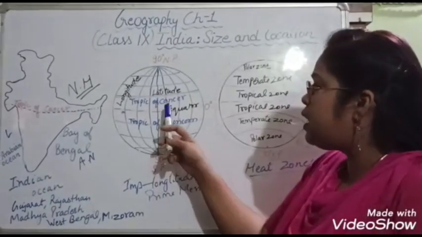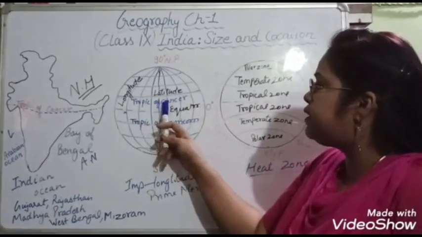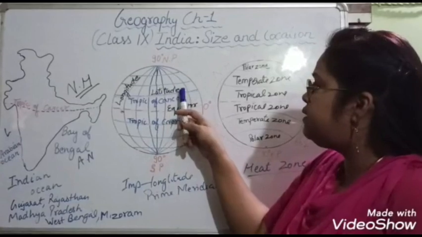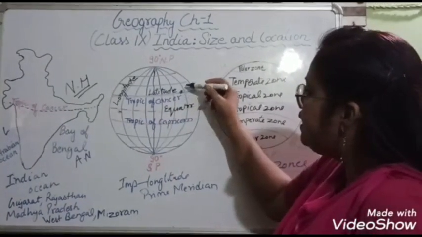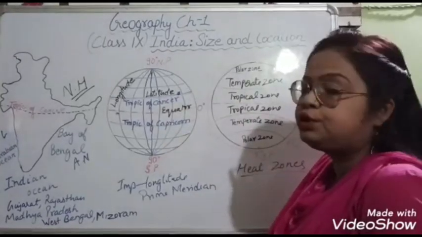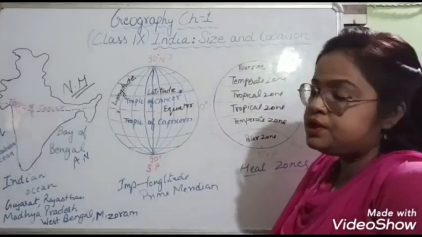Okay children. Our India lies where the Tropic of Cancer is going through. So our India lies at this point, and the Tropic of Cancer passes through India at this point. Okay children, clear?